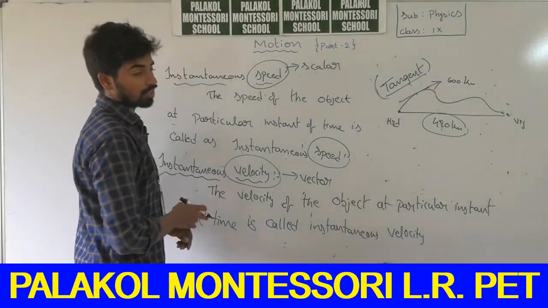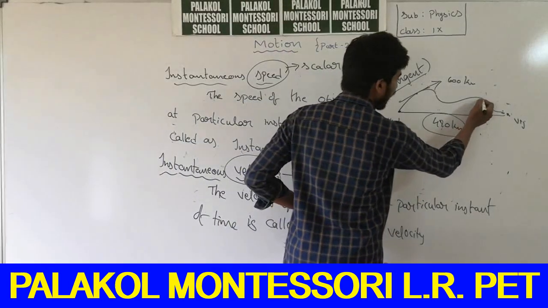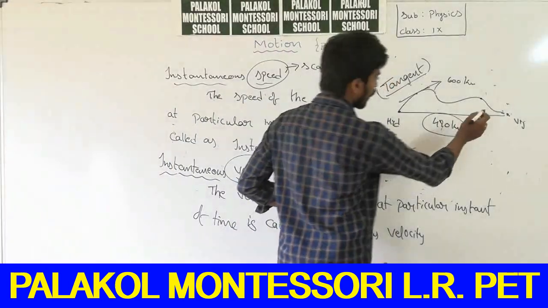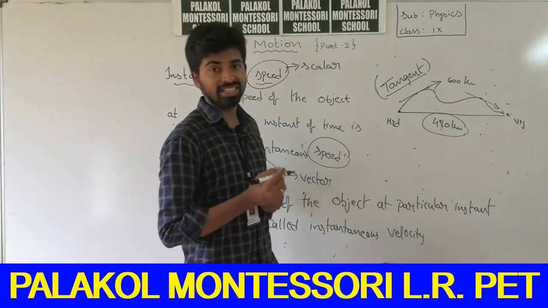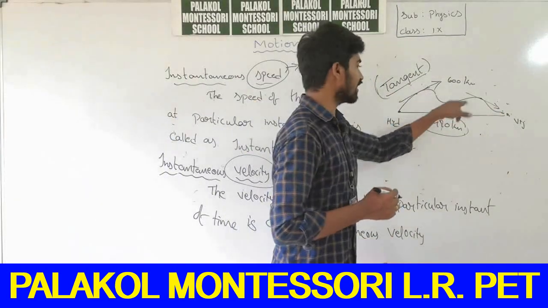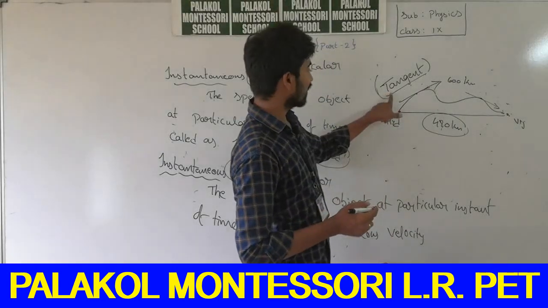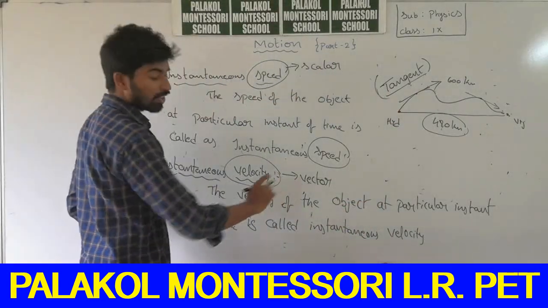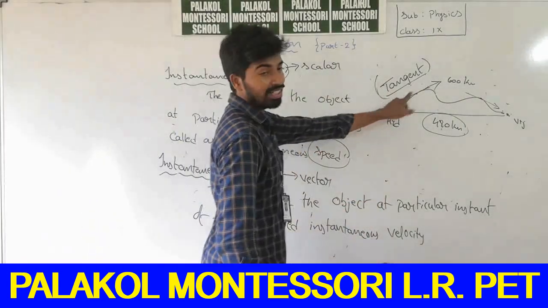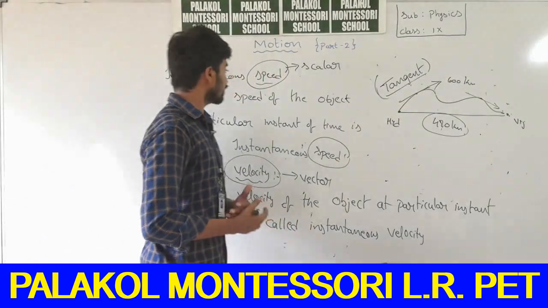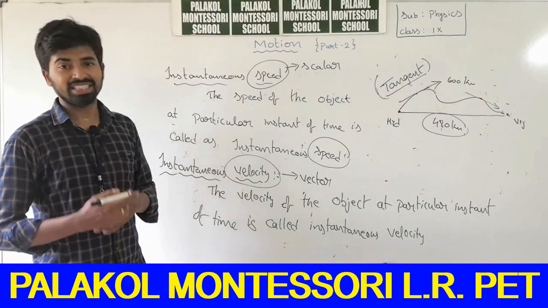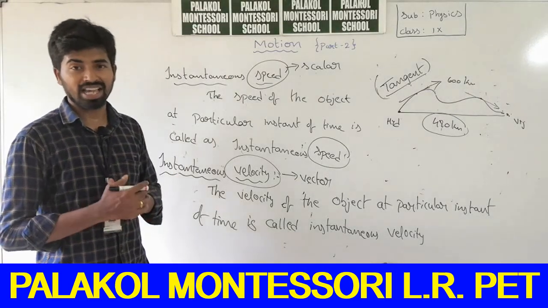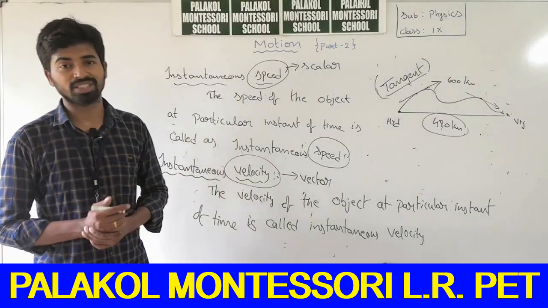For example, if you want the direction of velocity at this point, you need to draw a tangent at this point. Tangent means the line which intersects the curve at a single point. So the direction of the velocity will be along the tangent drawn at that point. So with this, the concept of speed and velocity is completed. In the next class, we will learn about acceleration and equations of motion. Thank you.